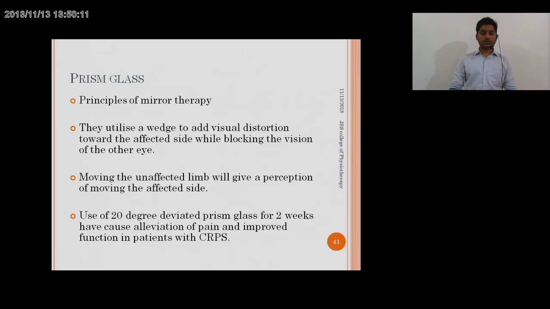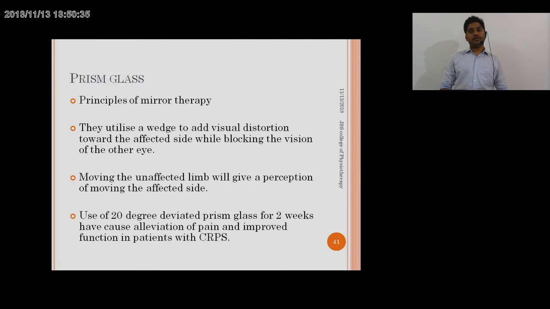It is almost to reduce pain. This is called Prism Glass. There is a 20-degree angulated glass which has been fitted in spectacles and goggles. They will be using only one-sided vision, where they close one eye. Only one eye is going to be open, and this causes something called a wedge or a visual distortion. The whole area is going to get distorted towards the affected side.